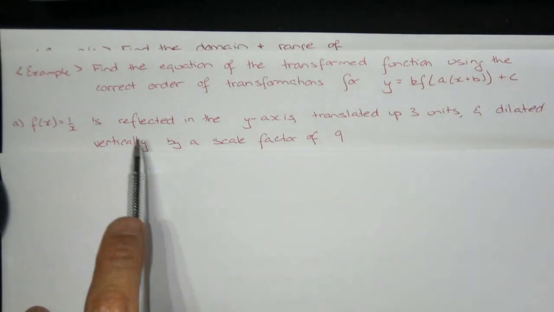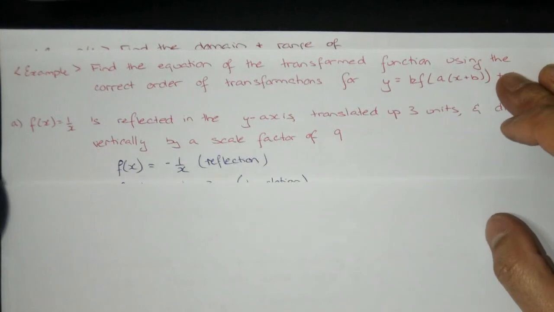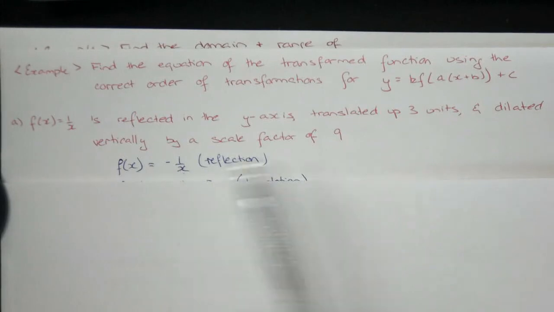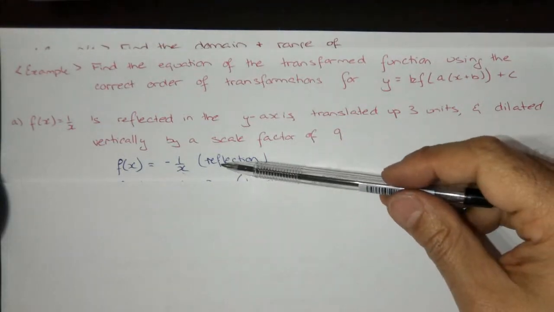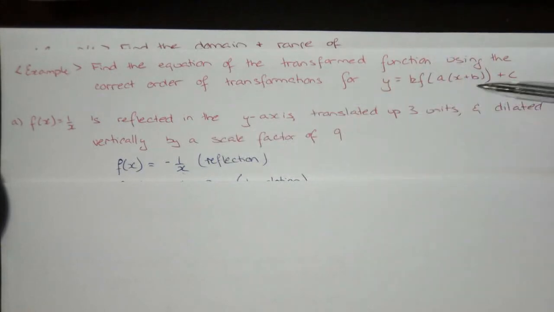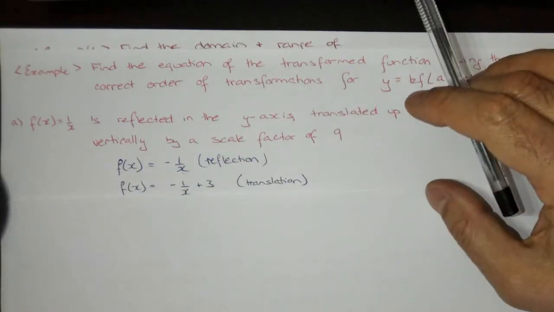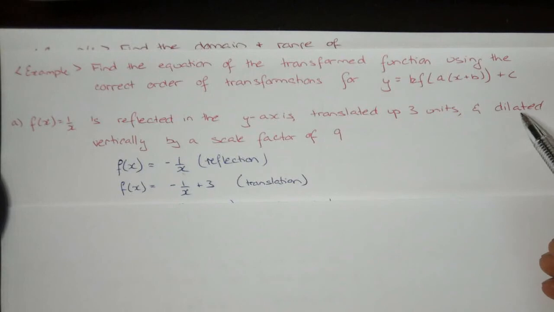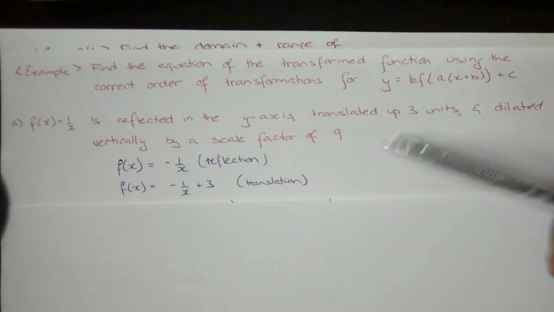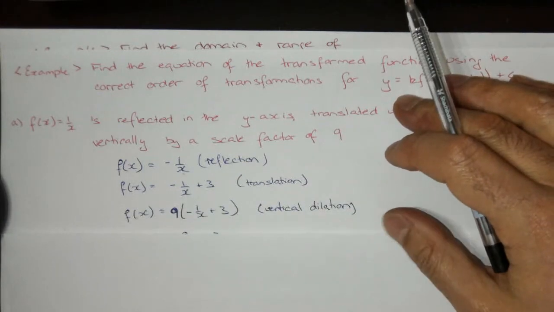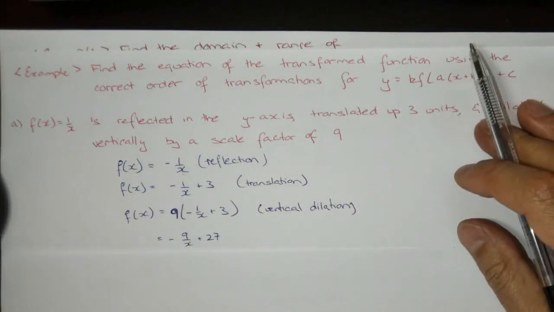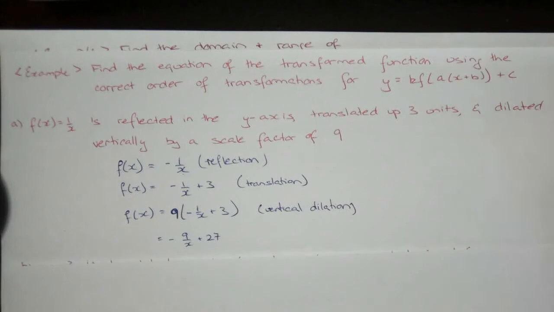Okay, let's do the first part of reflecting it in the y-axis. If we reflect in the y-axis, we get negative 1 over x. There's your reflection. If we're then going to translate it up 3 units, that's that plus c, so we're going to have plus 3. That's the translation vertically. And now if we're going to dilate this whole thing by a scale factor of 9, we get the 9 on the outside. Okay, so technically the original function would be negative 9 over x plus 27.